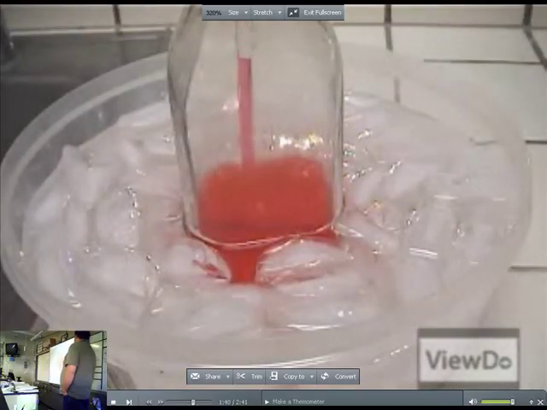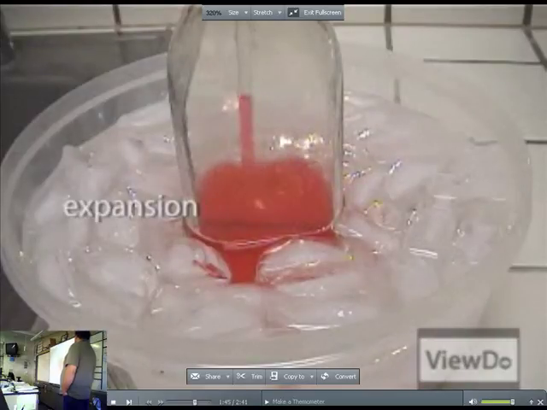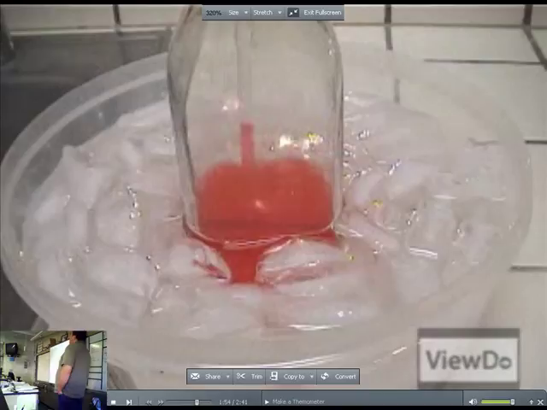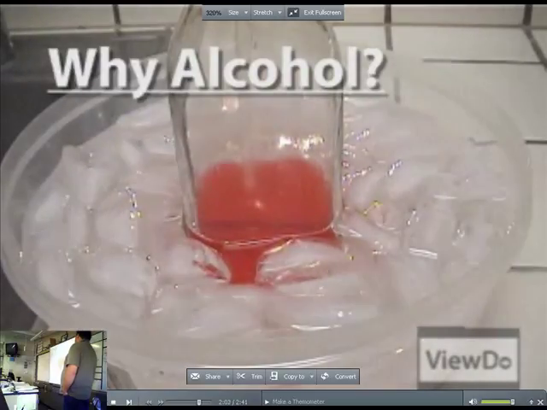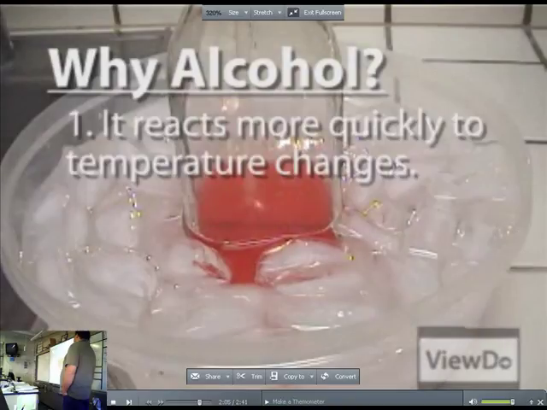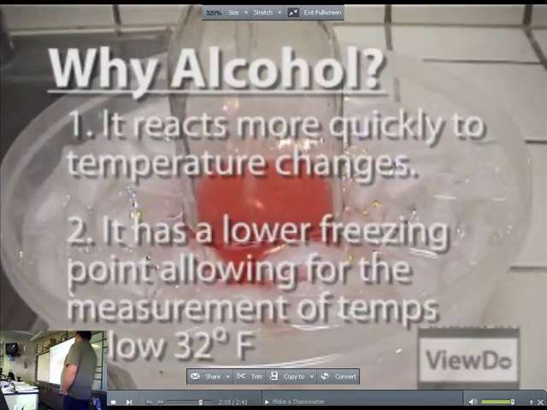So why does this happen? Well, if you look back to the egg in the bottle video, the answer is the same. Expansion and contraction. As our alcohol solution heats up, it expands, forcing it to move up the straw. When it cools, the opposite happens. The fluid contracts and drops back down the straw again. So you may be wondering, why are we using alcohol in our solution? Why not just water? Well, two reasons. One, alcohol reacts more quickly to temperature changes than water, and two, it has a lower freezing point than water, allowing for measurement of temperatures below 32 degrees Fahrenheit.